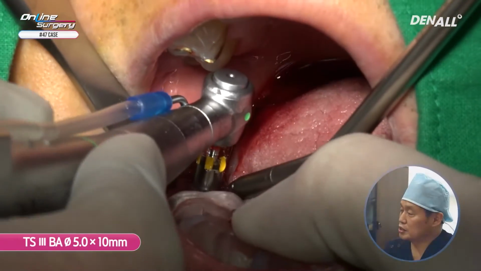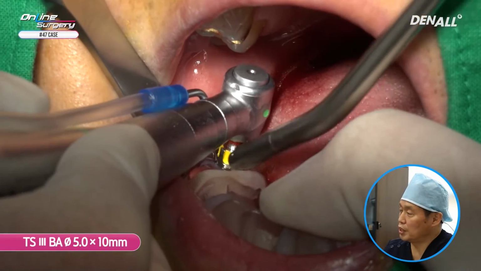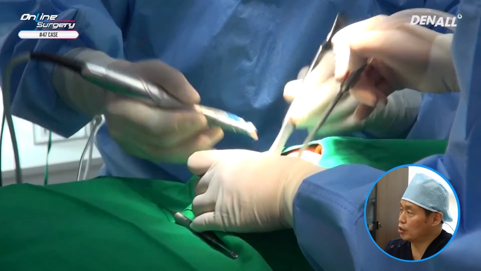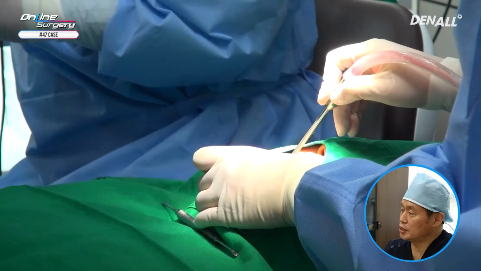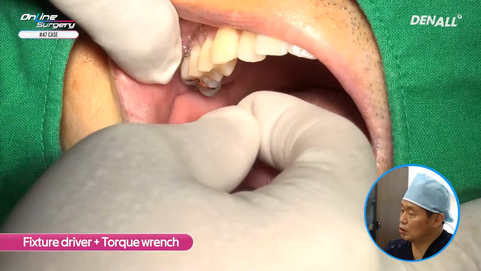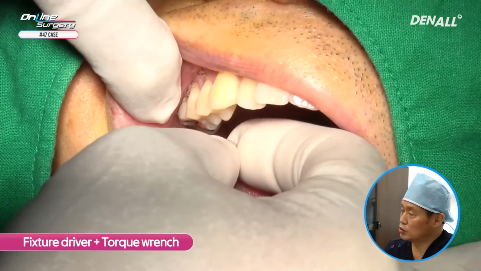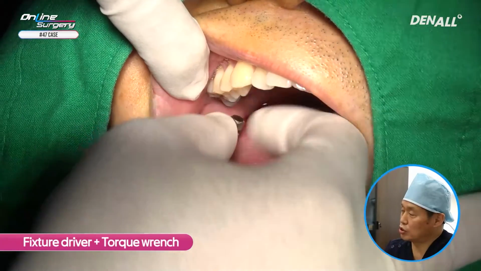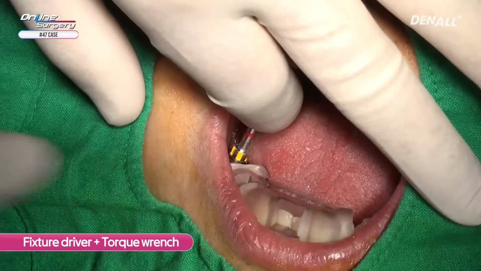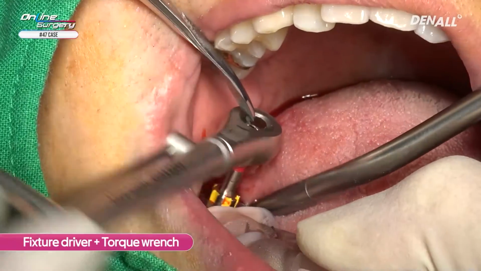In the case of hydrophilic implant like BA, you need to irrigate it first and then place it. Use saline. You're going to use engine approximately up to 80% and using fixture driver and torque wrench. Once the OneGuide is in contact with the yellow marking, you'll be able to place the implant to the desired depth.